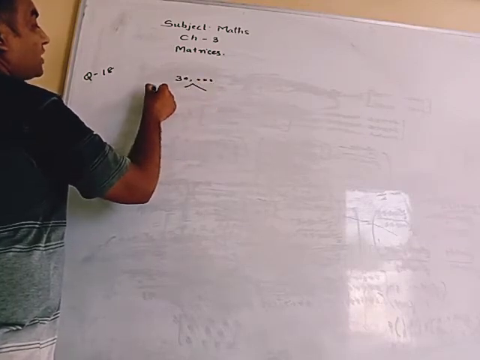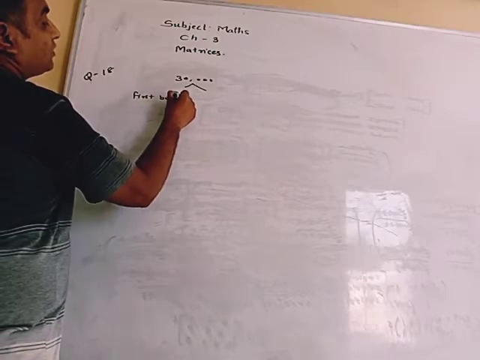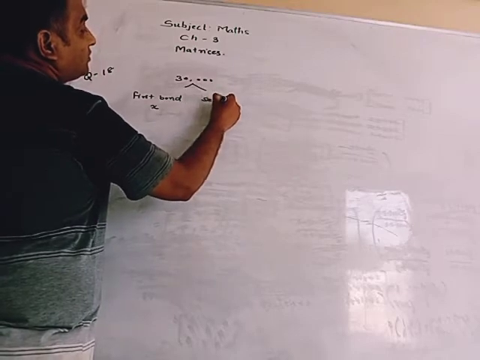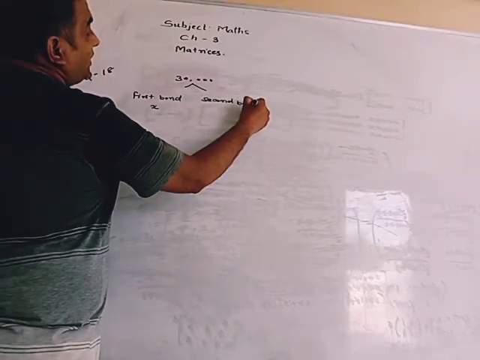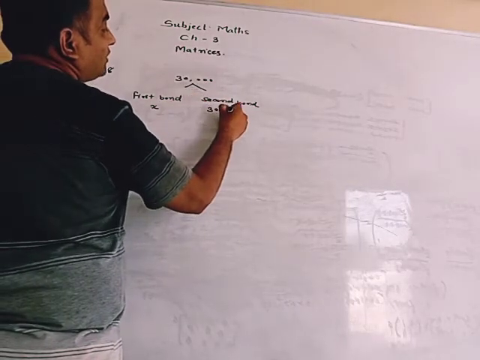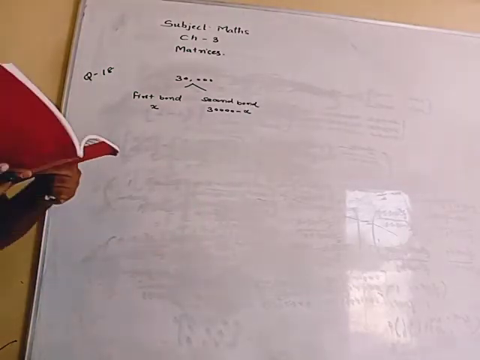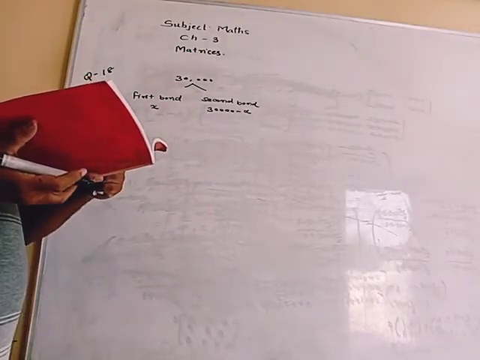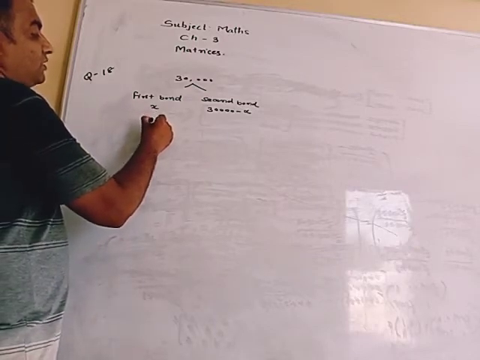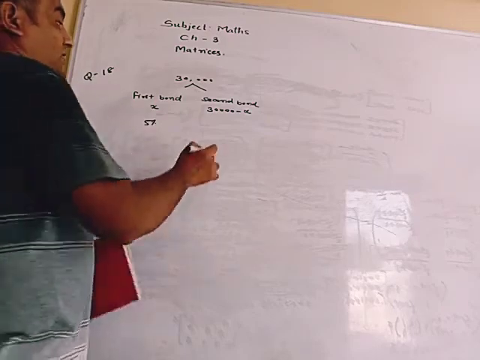So first, suppose the first bond gets X rupees, and the second bond will get the remaining money out of 30,000, so 30,000 minus X. The first bond pays 5% interest, and the second bond pays 7% interest.